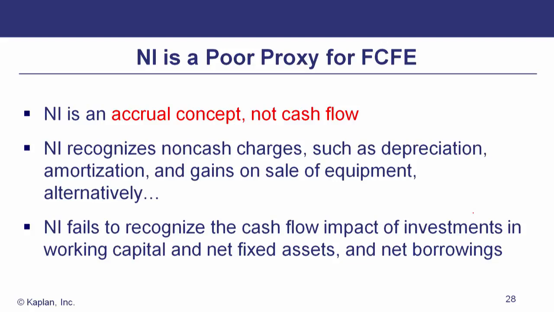Why does it differ? Remember, there are 5 components in FCFE. Net income is just one. What other components are there? Depreciation. What other component? Investment in fixed capital, investment in working capital, as well as net borrowing. All of these other 4 components are not captured if I use net income as a proxy. So that is the concern. That is why net income is a poor proxy.